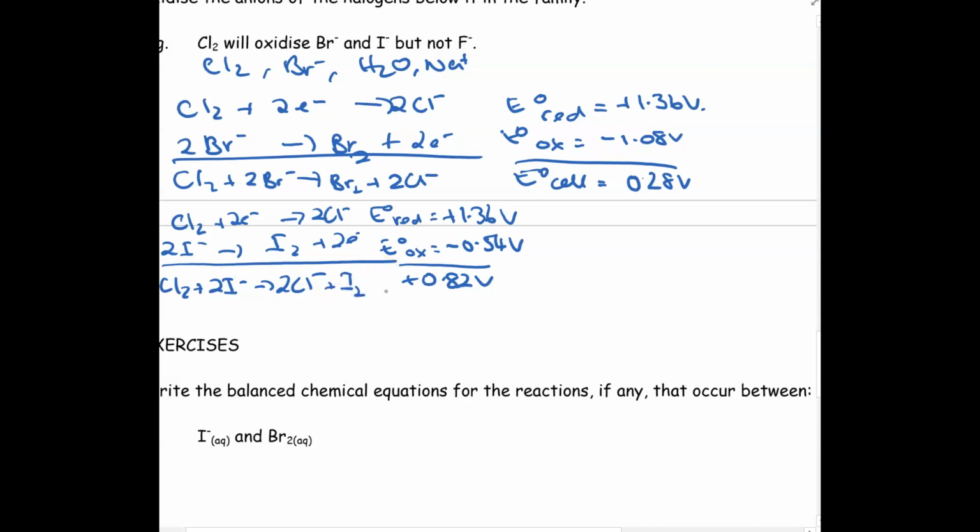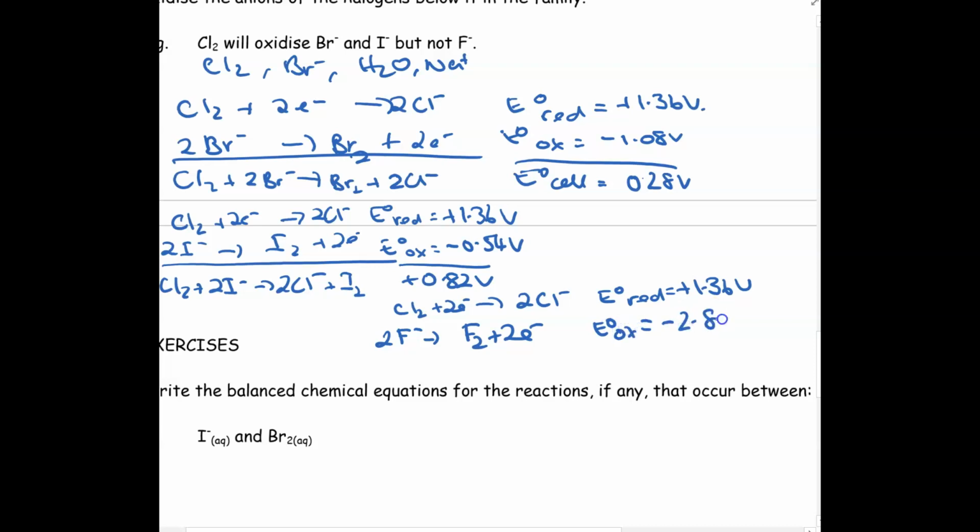Now the last one, but won't work with fluoride ions. We know that chlorine plus 2 electrons goes to 2 chloride ions. E0 for reduction is equal to positive 1.36 volts. Okay, now you've got your finger on the left hand side. Start at the bottom of the right and go all the way up until you find fluoride ions, and you'll find 2 fluoride ions goes to fluorine plus 2 electrons. E0 for oxidation equals negative 2.89 volts.